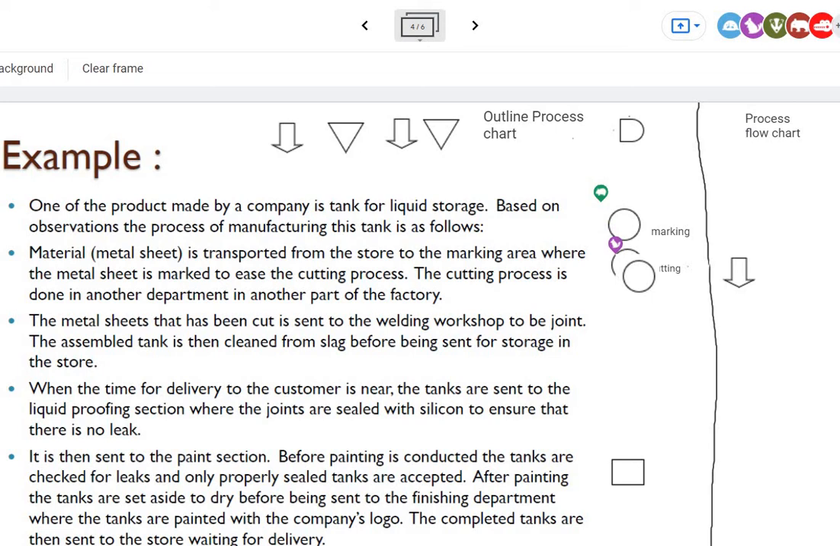Just copy paste the circle symbol, okay, and put the word. What is the word? Welding or joining, joining, and one more is cleaning slag. Sorry.